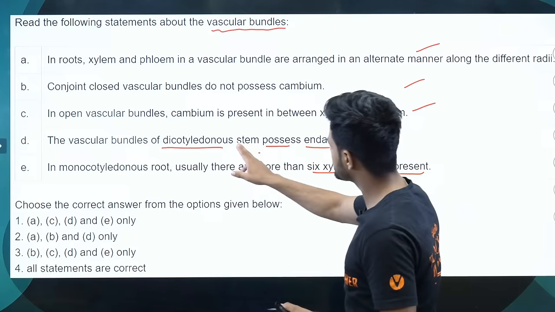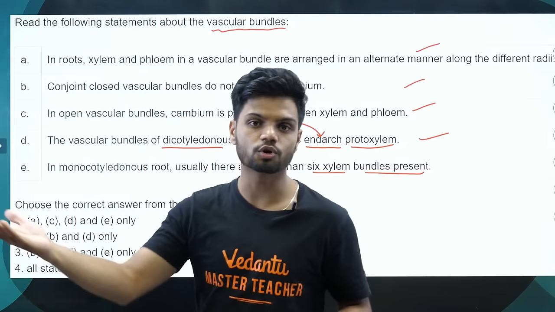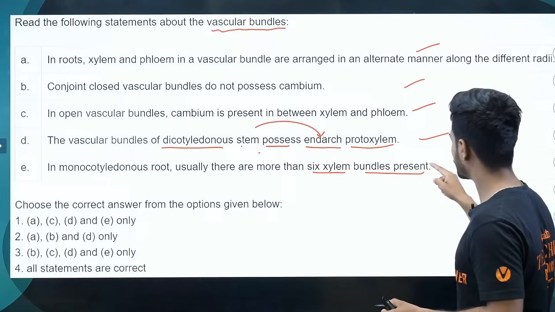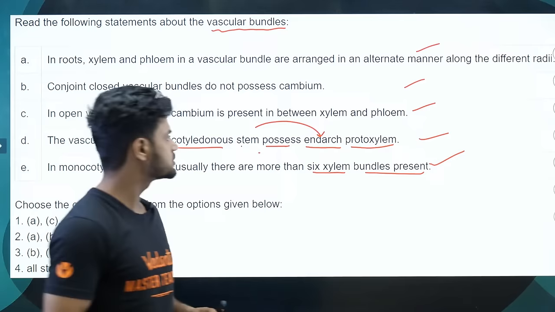See, stem is endarch, correct. Exarch is found in your roots. Monocot root usually has more than 6 xylem bundles. Told you already, monocot root is polyarch condition. All of you know, right? So all the statements are correct.